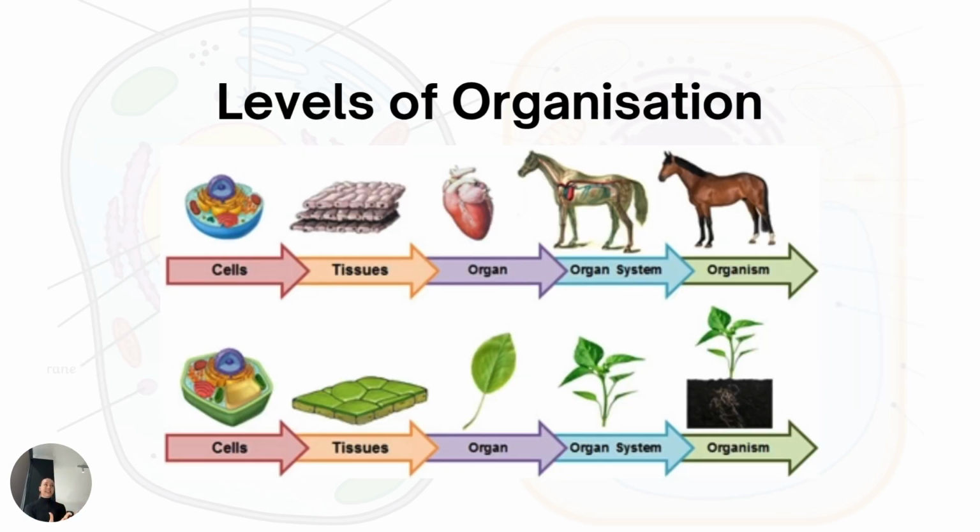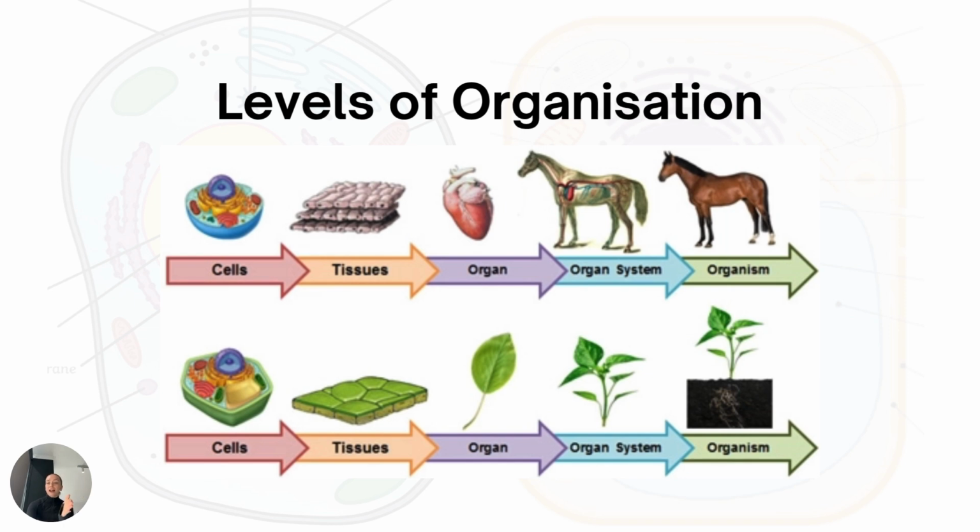So taking this a step further now, cells don't work on their own. They're all a part of a bigger system. We call this the levels of organization in living things. So at the smallest level, which is on the left-hand side of our screen here, we can see the cell. This is the smallest part, the basic unit of life.